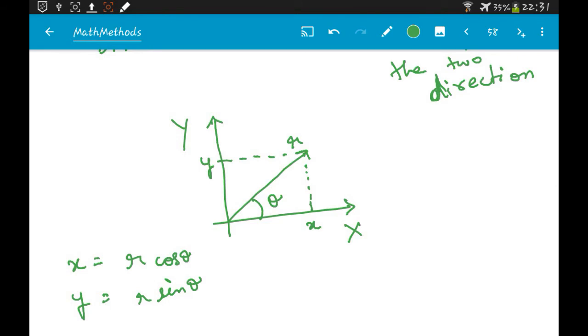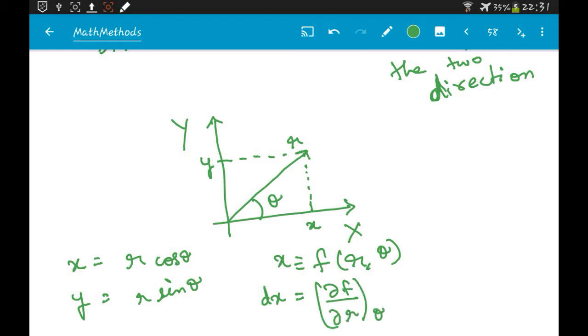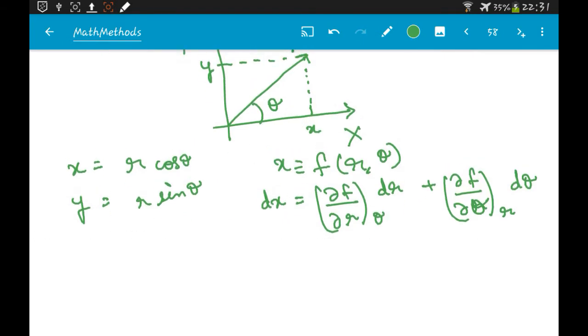Alright, so now if you want to take a differential dx, the total differential dx, x is a function of r and theta. So you can take the differential for dx in the two directions. So what you will get is dx is equal to dou f by dou r at constant theta into dr plus dou f by dou theta at constant r into d theta. Right? So what is f? F is nothing but r cos theta.